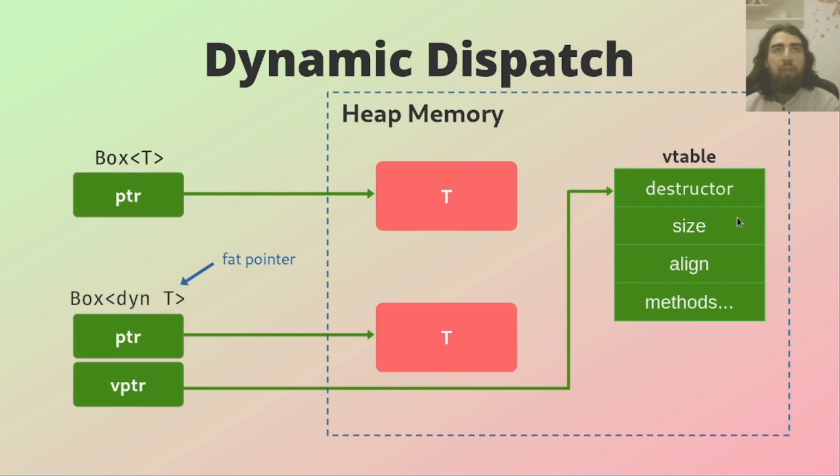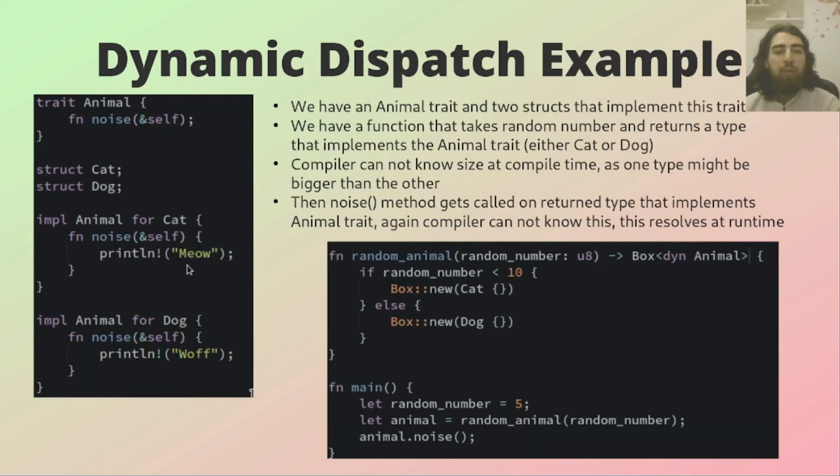And in the vtable, there are certain fields. Now, there is also a field called methods, and this is where all the methods for the concrete type over here are located. Meaning, at runtime, the compiler will check this vtable and see in the methods over here which methods are implemented for the concrete type that was allocated in heap memory. So let's see an example.